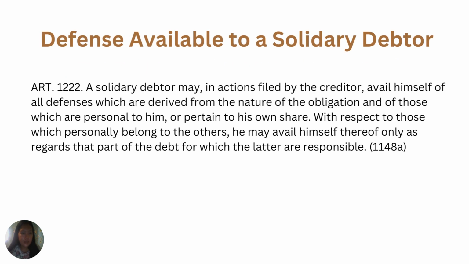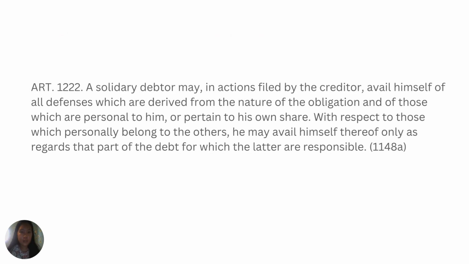Here are the defenses available to a solidary debtor. According to Article 1222, a solidary debtor may, in actions filed by the creditor, avail himself of all defenses which are derived from the nature of the obligation and of those which are personal to him or pertain to his own share. With respect to those which personally belong to the others, he may avail himself thereof only as regards that part of the debt for which the latter are responsible.